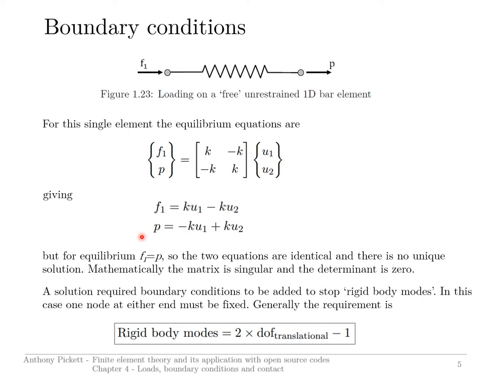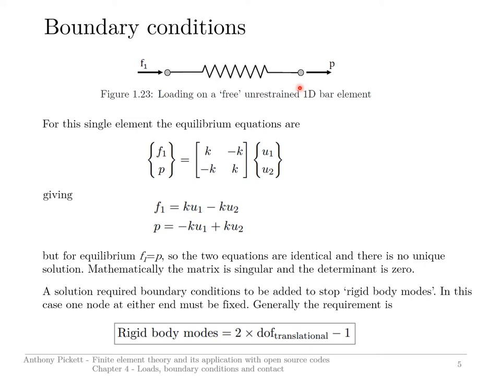That also means that there is no solution in this particular case. The stiffness matrix for this problem is singular. The determinant would be zero. There is no solution. So the only way to obtain a solution is to apply a boundary condition, either at this end or at this end, and then apply the loading to the free end. That would allow a solution to be found.